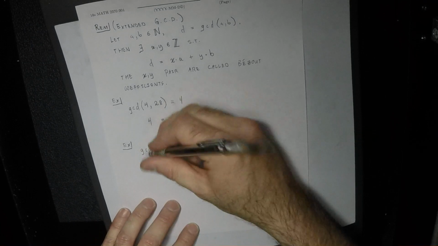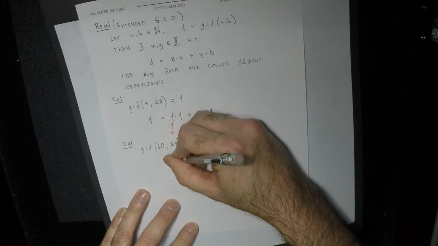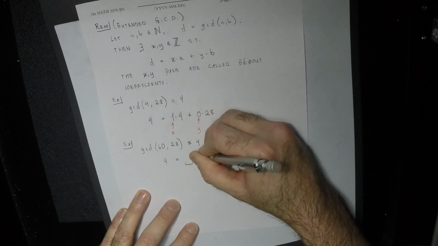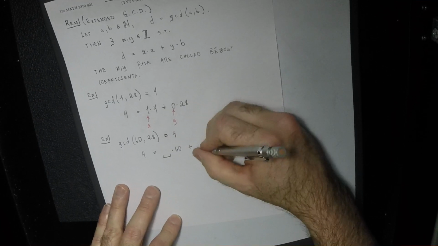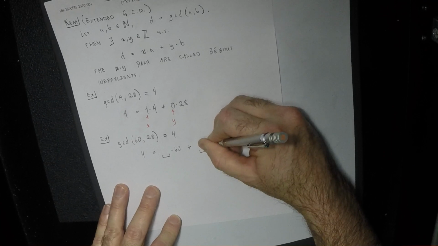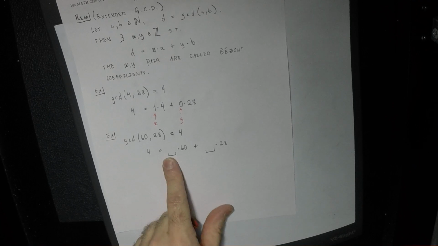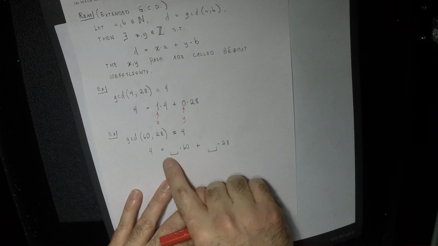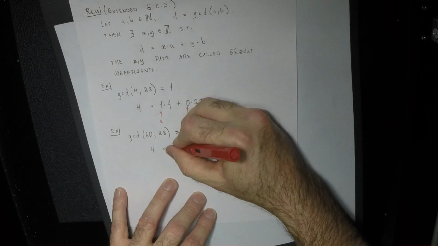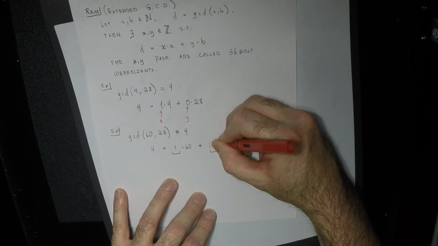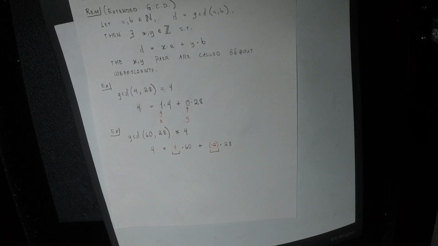So now I want you to tell me, we should be able to write 4 is equal to some number of 60s plus some other number of 28s. So how many 60s do we need to take and how many 28s? Right. So remember, these x and y can be integers. So notice, what if we take 1 60 and negative 2 28s? That would work, wouldn't it?